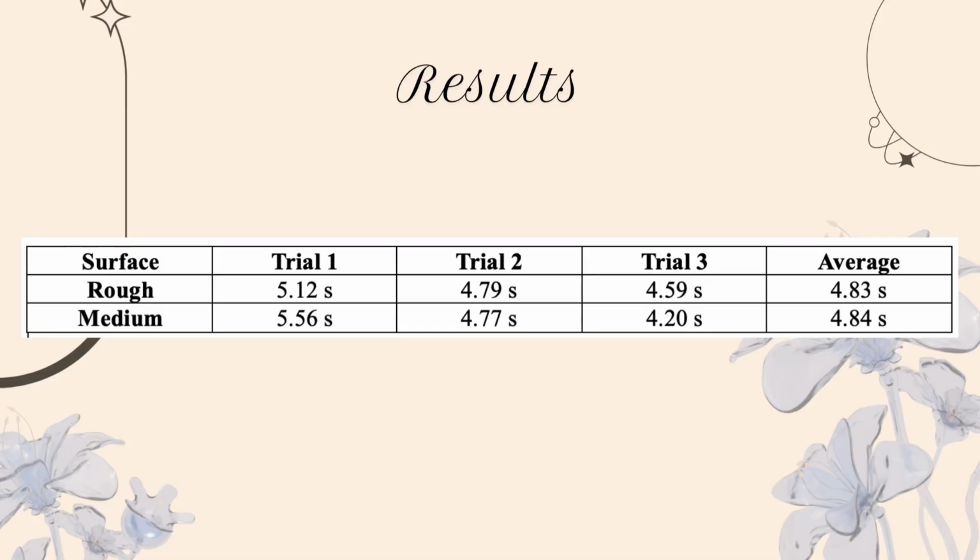For the rough surface, the recorded drainage times were 5.12 seconds, 4.79 seconds, and 4.59 seconds, giving an average drainage time of 4.83 seconds. And for the medium surface, the recorded drainage times were 5.56 seconds, 4.77 seconds, and 4.20 seconds, resulting in an average drainage time of 4.84 seconds. The difference between the two average drainage times is only 0.01 second.